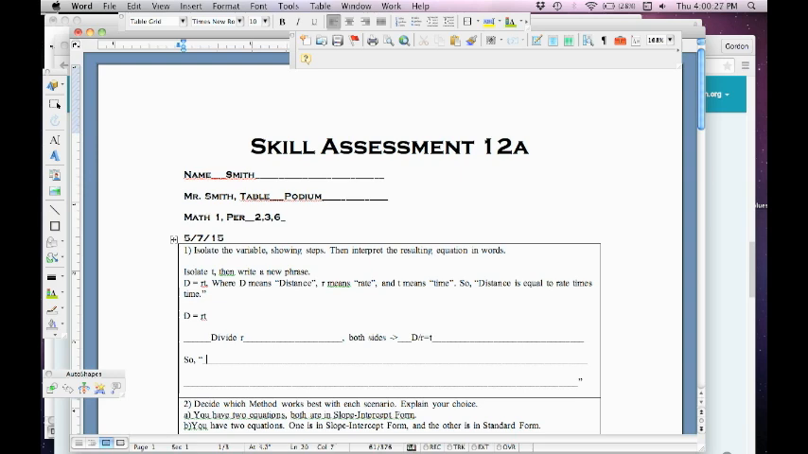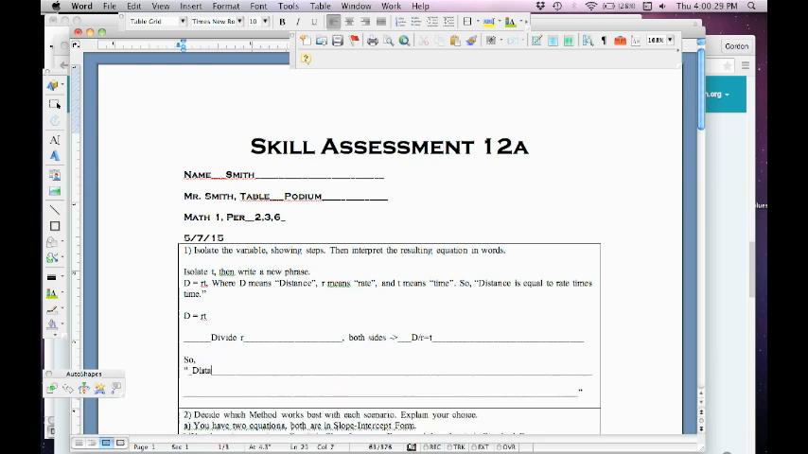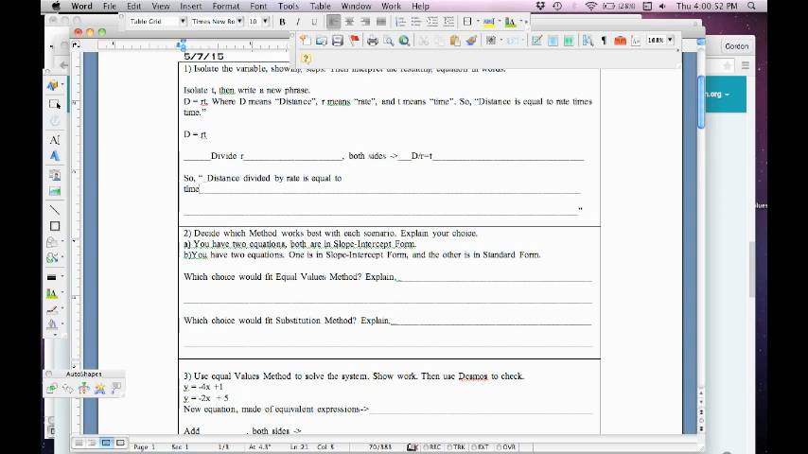So what does that mean? It means distance divided by r, which is rate, is equal to time. That's it. Distance divided by rate is equal to time. All right, so this equation and this equation are equivalent. All we did is isolate t, where initially we had d isolated. Very simple.